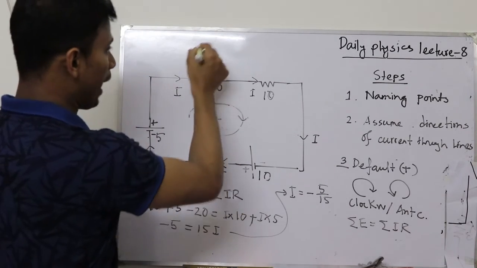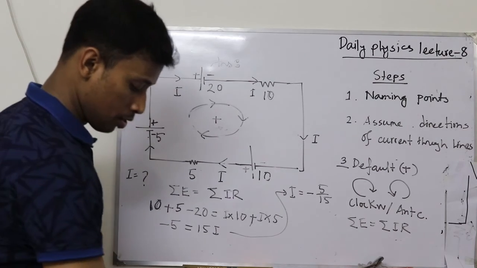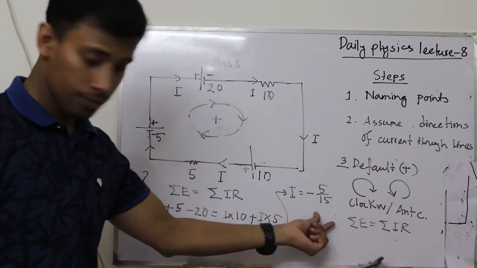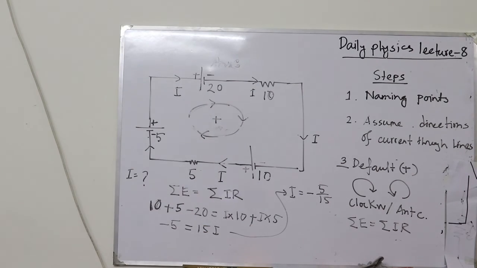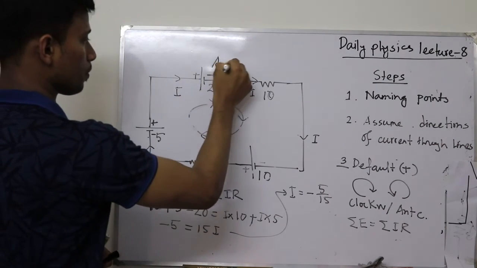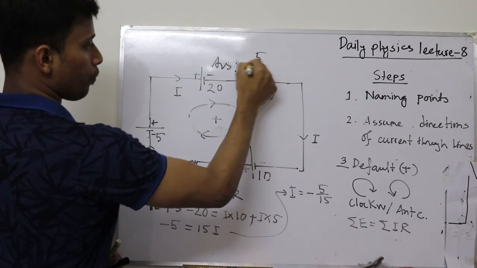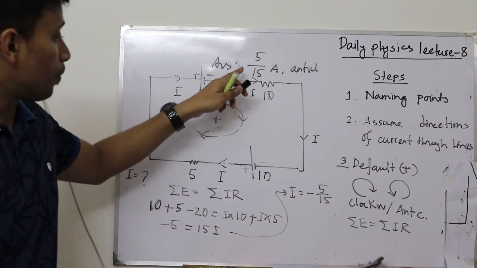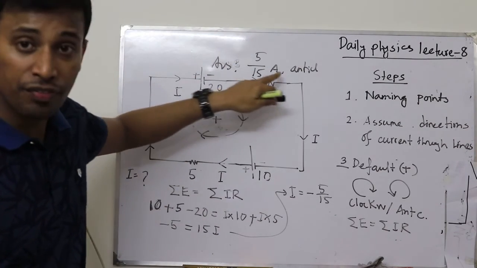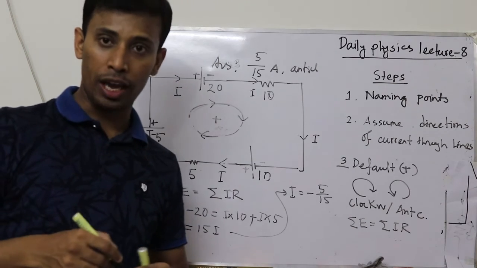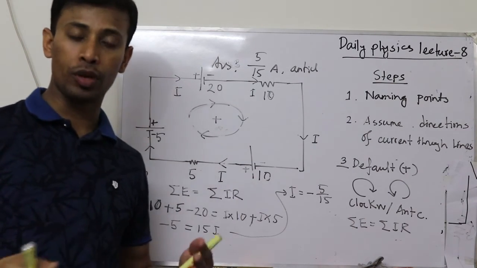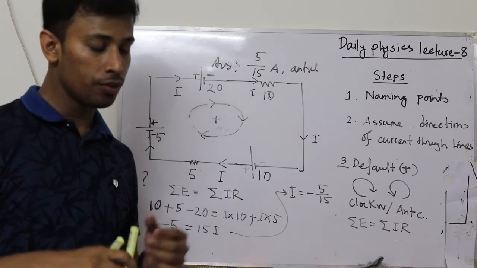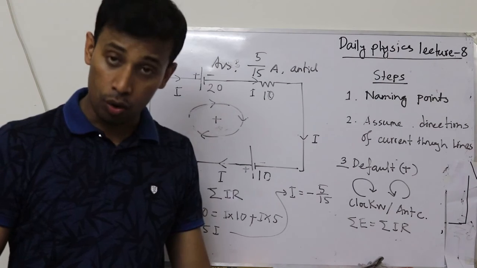So finally, as the answer, I will write 5 by 15 ampere towards anti-clockwise. Because from the negative sign we have found that the current will not flow towards the clockwise direction, which we chose, the current will actually flow towards the counterclockwise direction.